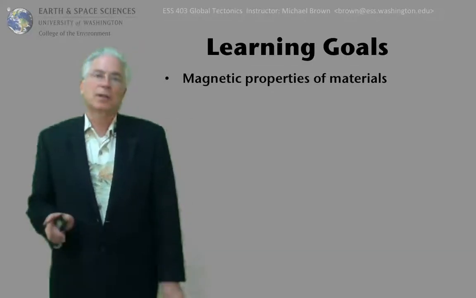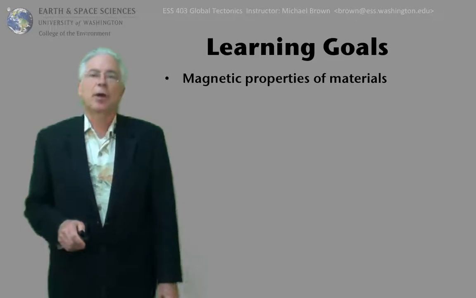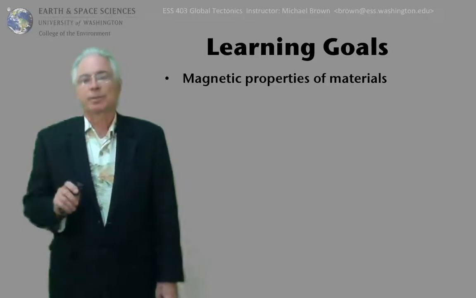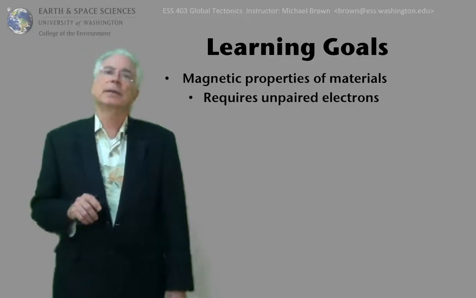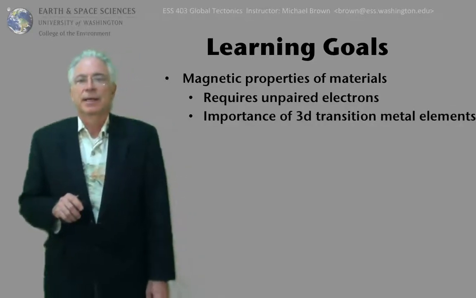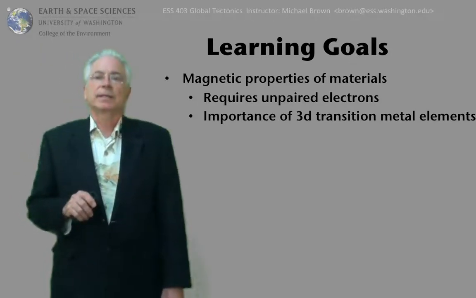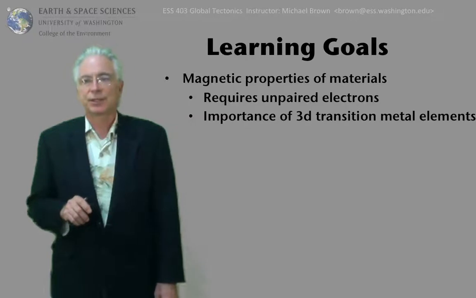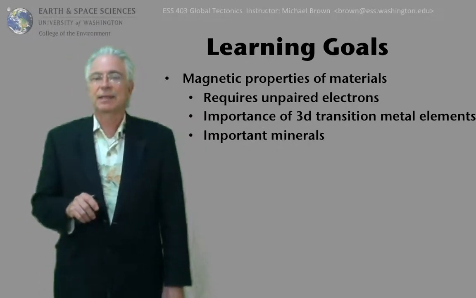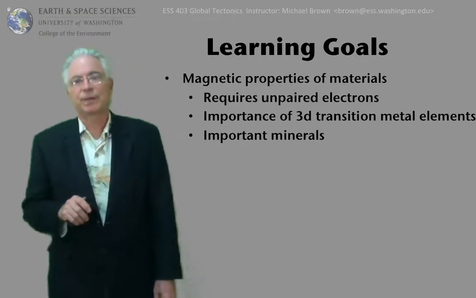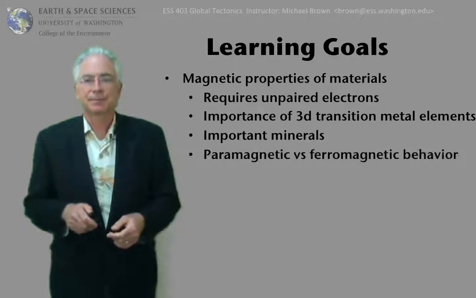Now, first of all, I need to introduce some basic physics that have to do with the magnetic properties of materials, and the most important part of the basic physics is that all magnetic materials have unpaired electrons. And a class of elements that have unpaired electrons are the 3D transition metals. Then I'll talk about some minerals that contain the 3D transition metals and thus have strong magnetic properties.